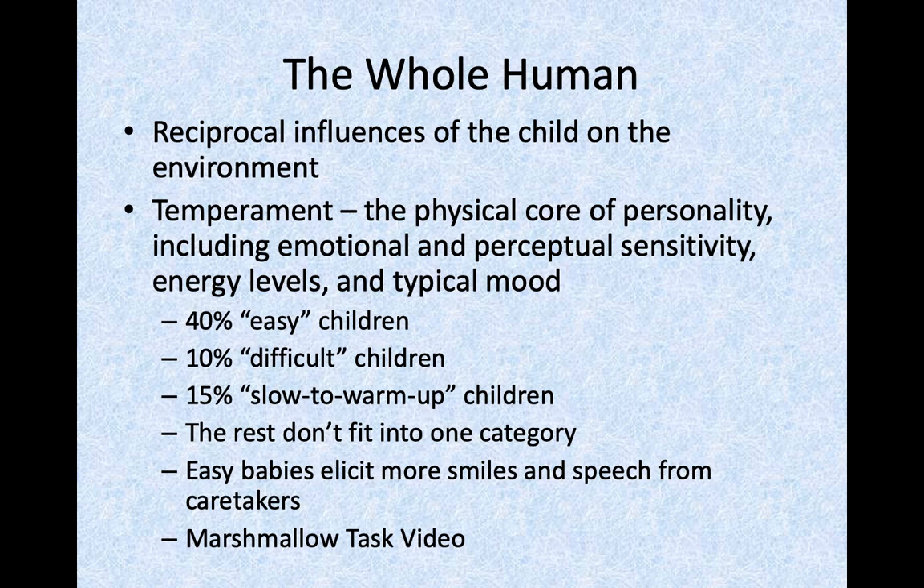So what we call this is temperament with infants. That's the physical core of one's personality, including emotional and perceptual sensitivity, energy levels, and a typical mood. So we classify babies in like three major categories. 40% of babies are what we consider to be easy babies or easy children. These babies are smiley, happy babies. They don't cry a whole lot unless there's a physical need for them to cry or they're really bored or uncomfortable. These are easygoing babies. If they do start crying, they're very easy to soothe.